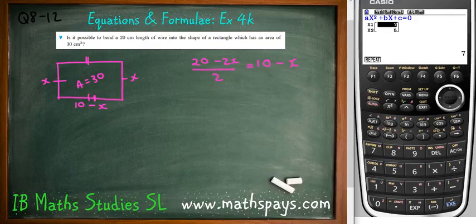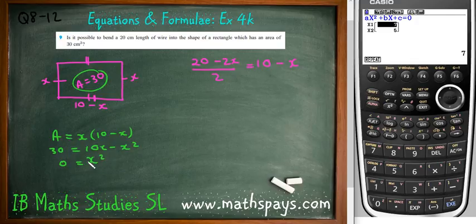Once we've got that, we can now start using this area. All right, now we know the area is equal to side times side. All right, so area equals 30, 10x minus x squared. Of course, we want to make it equal 0. So we've got minus x squared plus 10x, and then minus 30. Of course, you can make it to the left-hand side.